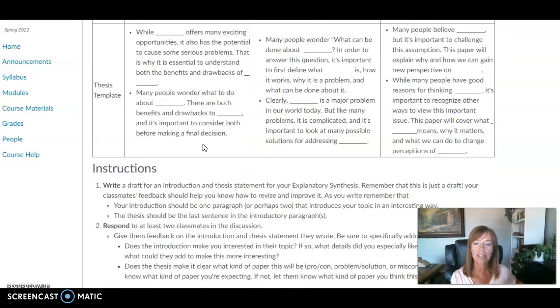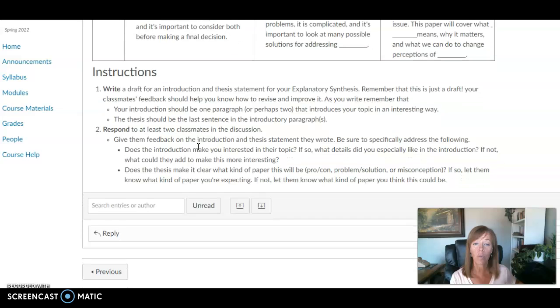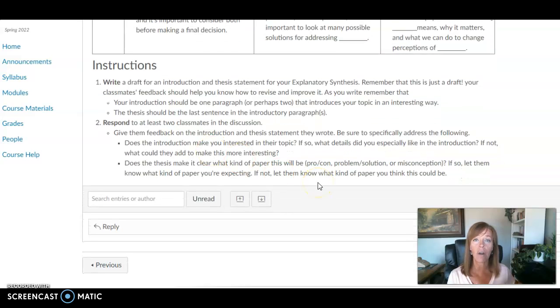There are some good templates here. And what we are going to be doing is a discussion. We are going to be sharing our drafts of our introduction and our thesis. Our paper needs to have that thesis statement, a statement that is traditionally at the end of the introduction, which can be one or two paragraphs for an essay this size. And that thesis is a statement that tells our audience what this paper is going to be focused on.